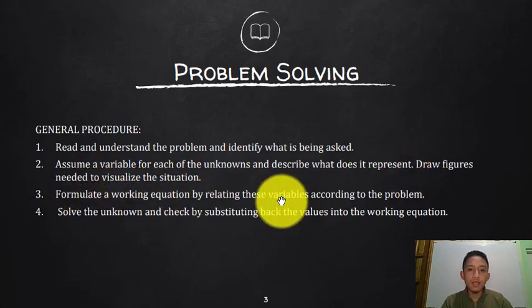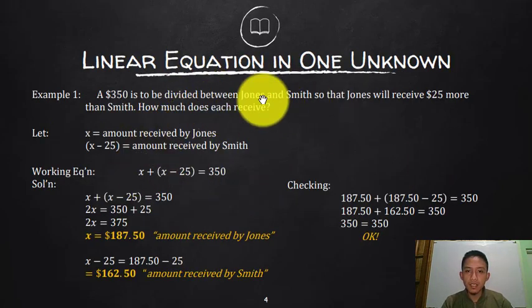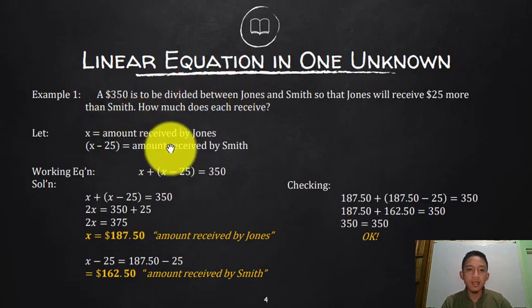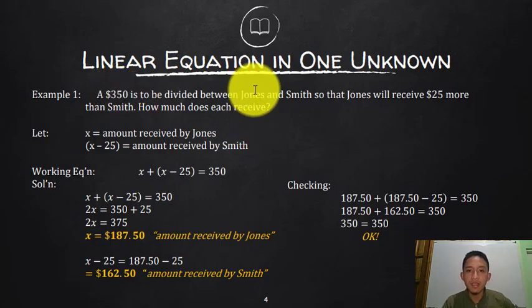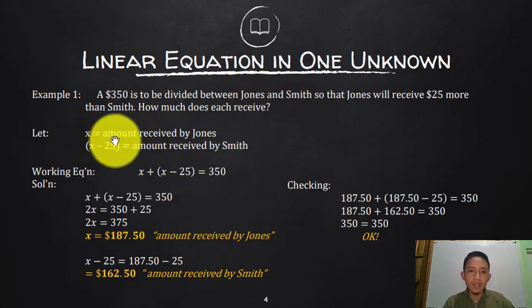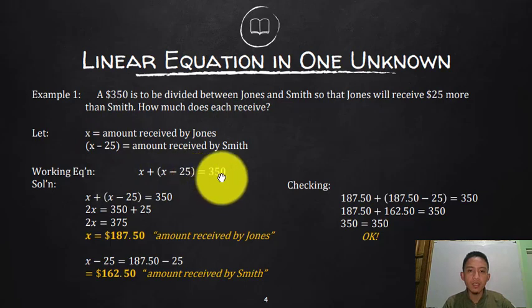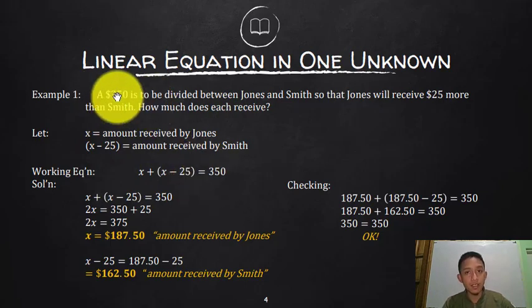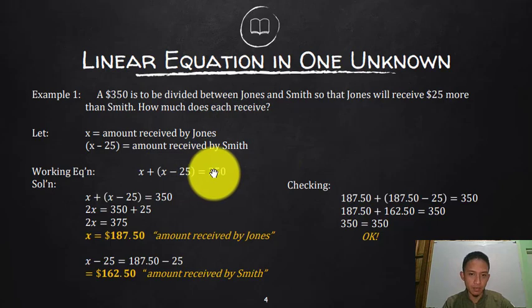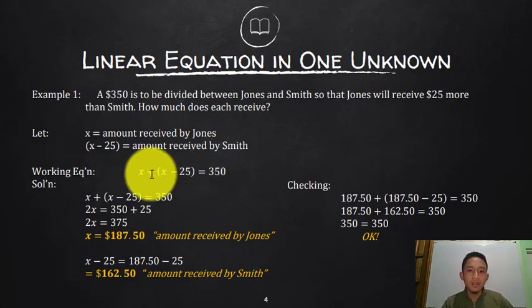And then formulate the equation. Let's try to relate them, based on the given situation. It says there that that is 350 in total. So if I add Jones, which is x, and Smith, which is x minus 25, the amounts received by them, that should be equal to $350. So that is my working equation. That is how I created my equation, wherein I will play around with it and solve for the value of the variable that is the unknown. Okay, so that is your working equation.